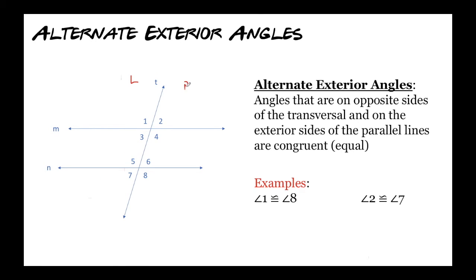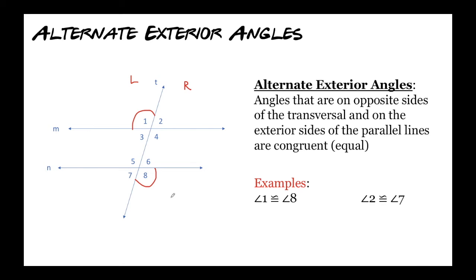Alternate exterior angles are angles that are on the outside of the parallel lines, but on different sides of the transversal. For example, angles 1 and 8 are on opposite sides of the transversal, and they are both exterior angles, so they are alternate exterior angles. Alternate exterior angles are congruent.